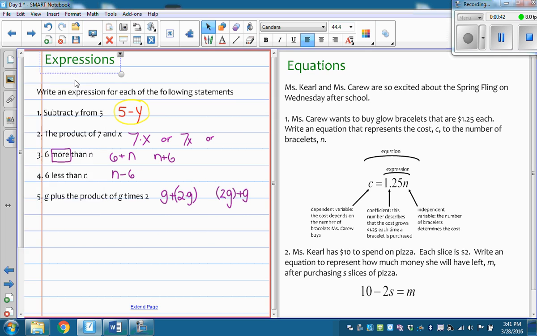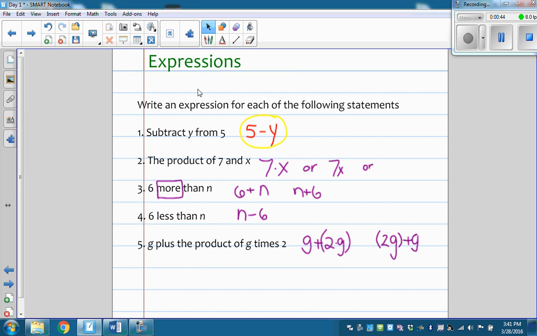And we're going to transition from doing expressions, which do not have equals, but they do have operations like subtract or a dot for multiply or addition or even division, and variables, which are the letters, things that change. And then there's numbers. A lot of times there's numbers.